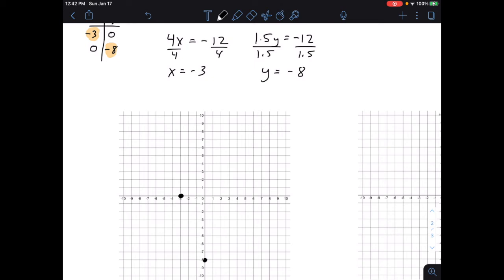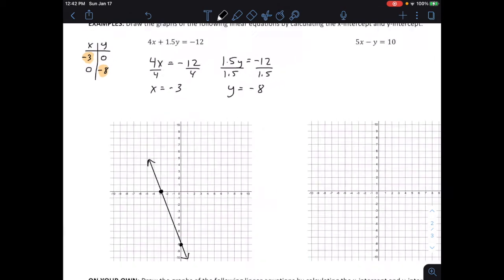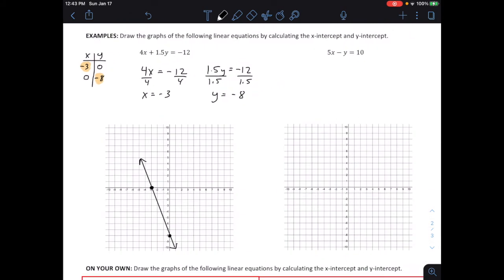All right, so all we have to do now is draw a line and hopefully make it work. Look at that. I made it work. Whoops, that's not a good arrow down there. There we go. So we graph that line using the x and y intercept. All right, let's do another one.